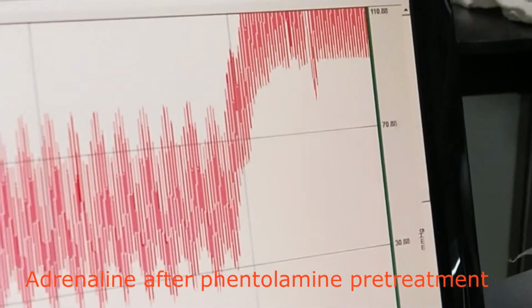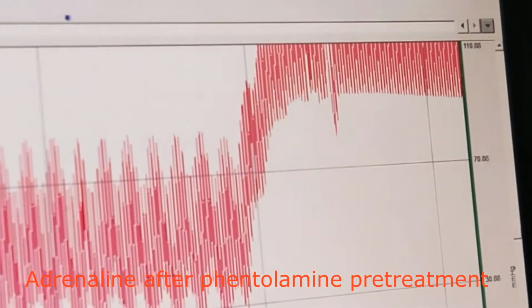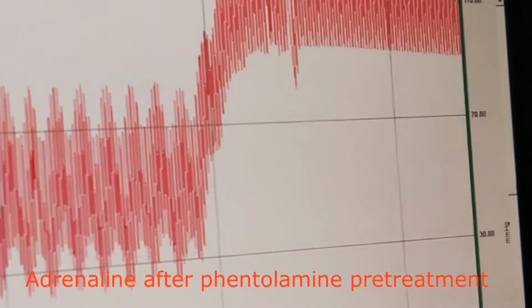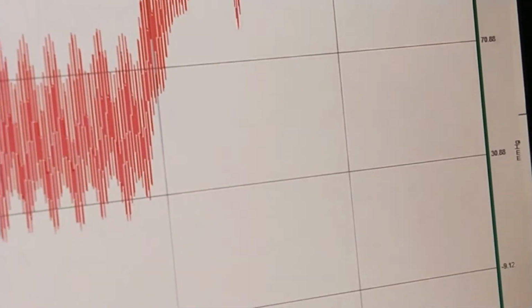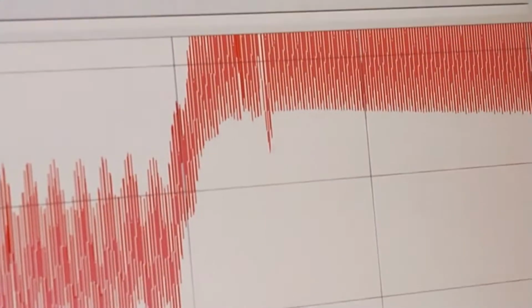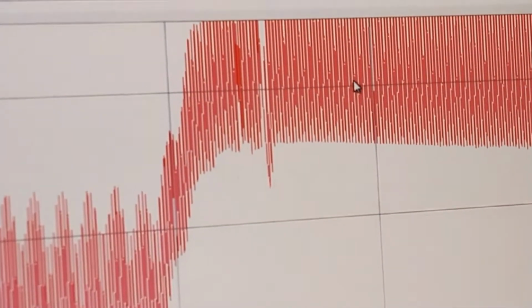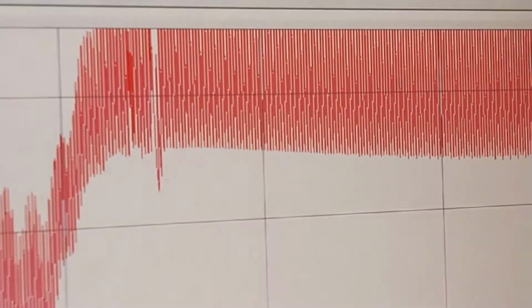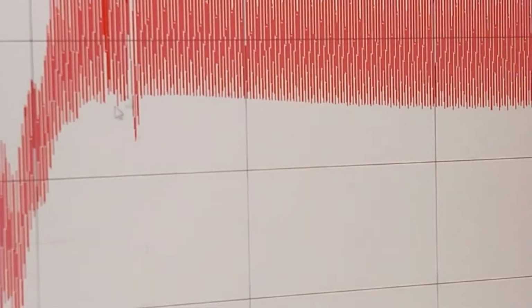Okay. So you can see that after the injection of adrenaline, the blood pressure become little bit increased. You can see that it's a little bit increased here. Increase tremendously because the phentolamine unable to block the activity of adrenaline.